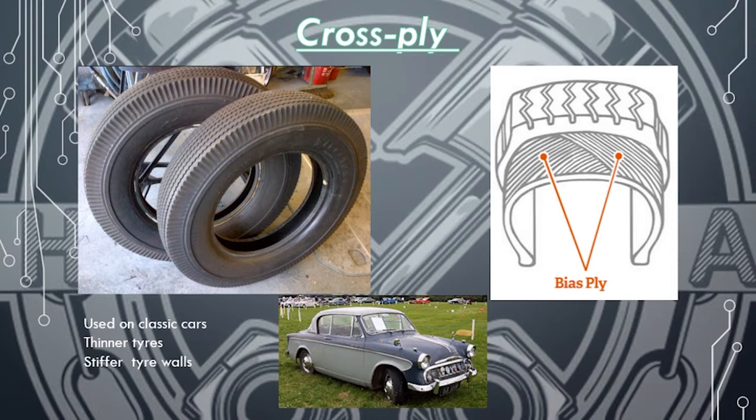So yeah, that's pretty much it for the cross-ply tyres really. There's not really much to them, apart from the main difference, apart from it being thinner than the radial tyres, is they've also put in an inner tube inside of the tyre as well. So that is something else that has changed over the years in terms of the tyres.